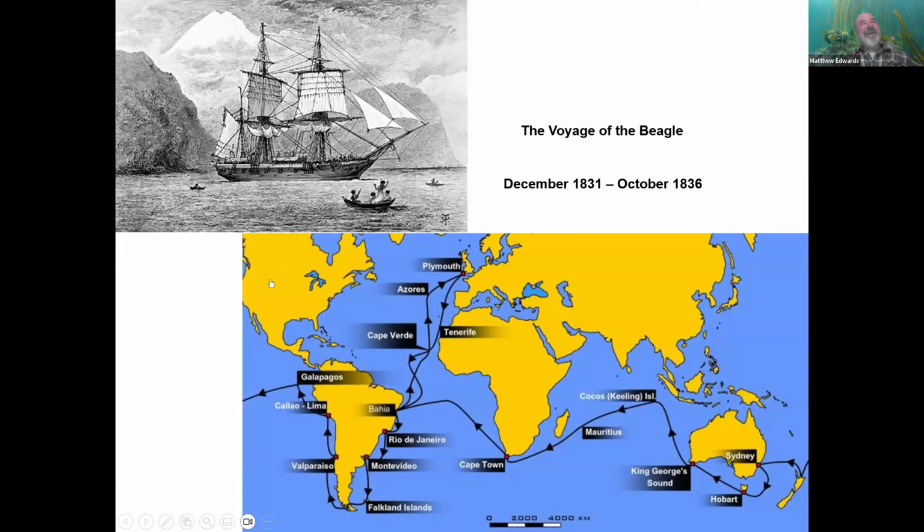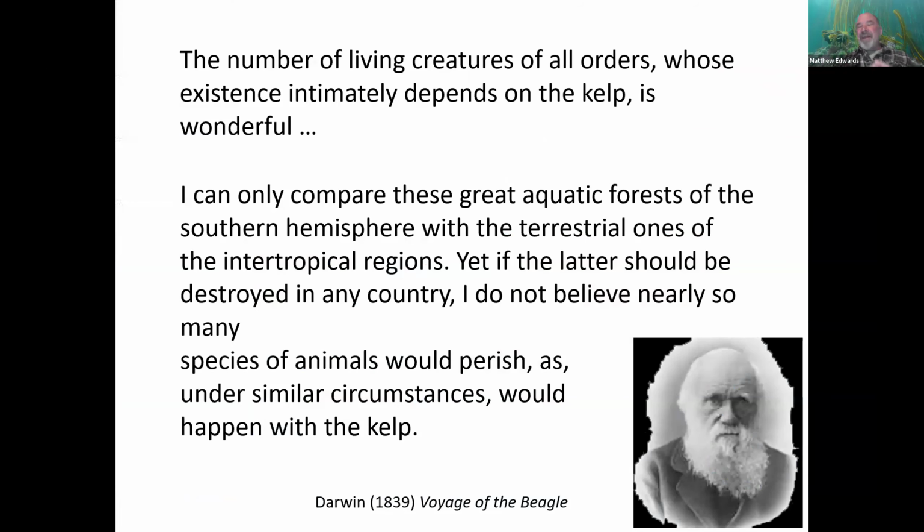And so I like to think about kelps when I start thinking about who was the first kelp ecologist. We have to go back to the voyage of the Beagle, right back in the 1800s. And as Darwin took the Beagle down around the tip of South America and up the South American coast, he made some observations. And I love this quote from the voyage of the Beagle, where he says, "The number of living creatures of all orders whose existence intimately depends on the kelp is wonderful.